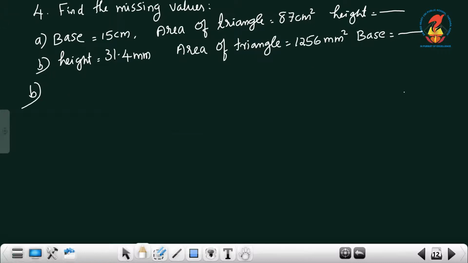Height and area given, we have to calculate base. Okay, for area of triangle equal to half into base into height.